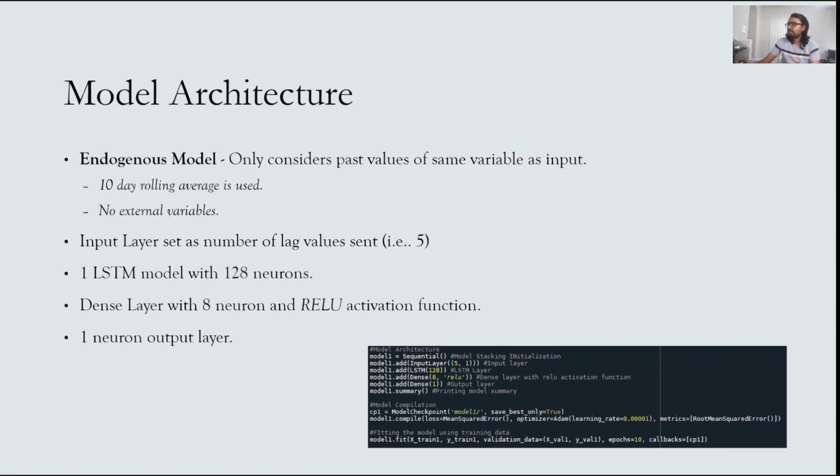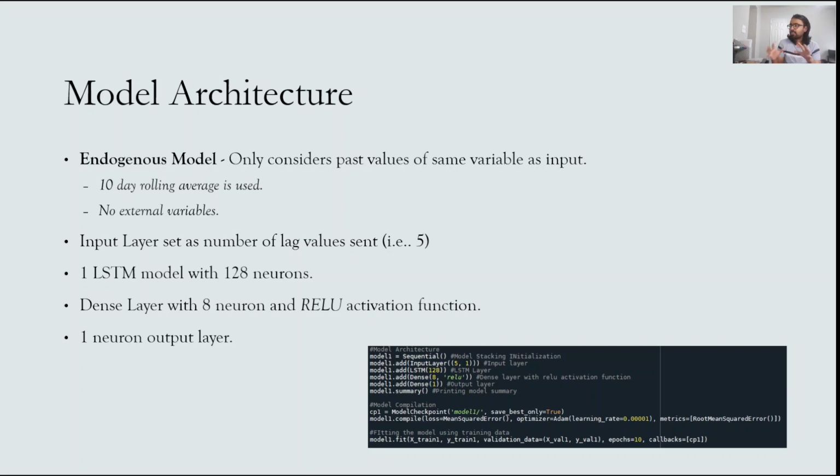Let me talk about the model architecture I'll be building for this LSTM model. The first thing I'm trying here is building an endogenous model. While building the endogenous model, for the output variable and the lagging input variables, I'm using a 10-day rolling average of the well so that it smoothens out any large spikes or downfalls. And for the endogenous model, of course, there will be no other external variables, so only the lagging time of the same variable, the water level, will be used as an input. So I'm using 5 lag values. I'll be sending 5 days of data to predict the 6th day, basically.